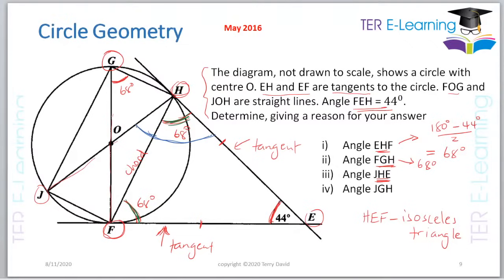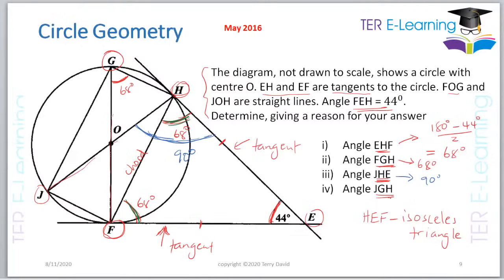I'm not going to go into much detail with that. The angle between a tangent and a radius, but in this case, this whole line here, HJ, is actually a diameter, so that whole angle there is 90 degrees. So angle JHE is 90 degrees, and that is because the angle between a tangent and a radius is 90 degrees. There's no calculation for that part. So next one we want to work out now is JGH.